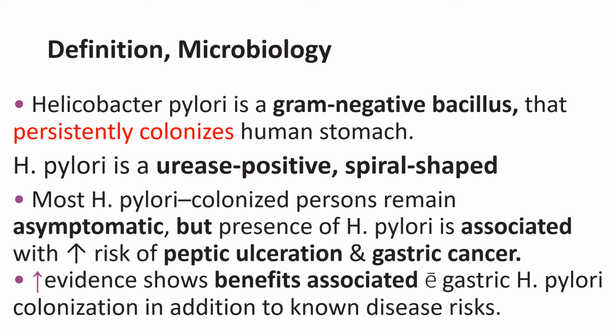H. pylori is a urease-positive spiral organism. Most H. pylori colonized persons remain asymptomatic, but the presence of H. pylori is associated with increased risk of peptic ulceration and gastric cancer. Increased evidence shows benefits associated with gastric H. pylori colonization in addition to non-disease risk.